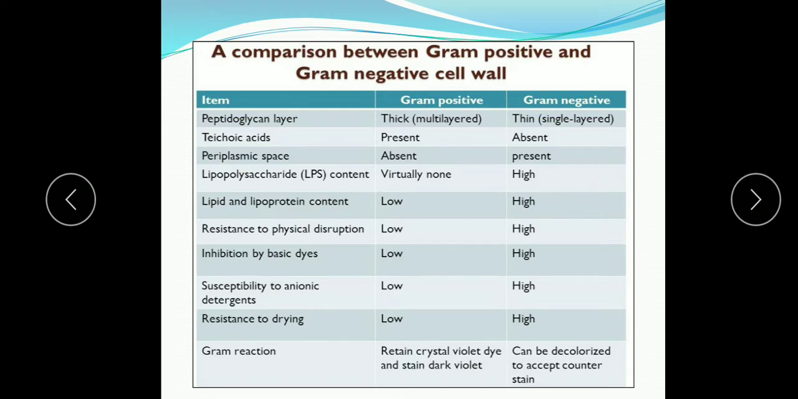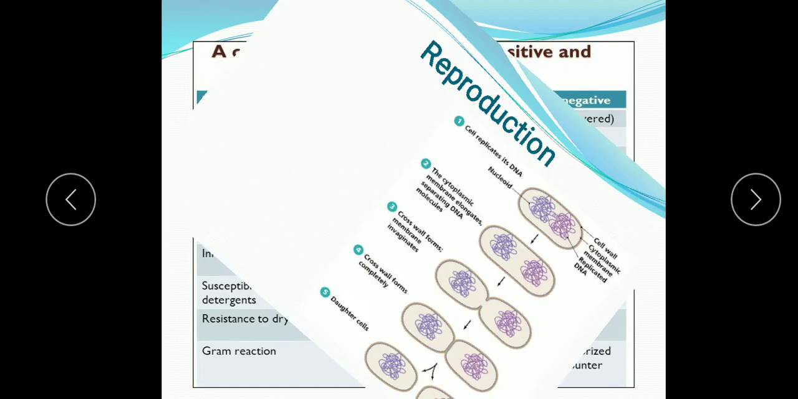Then susceptibility to penicillin. Penicillin is an antibiotic. So Gram positive bacteria are highly susceptible to penicillin, while Gram negative bacteria show low susceptibility. So these are the differences between the Gram positive and Gram negative bacteria.